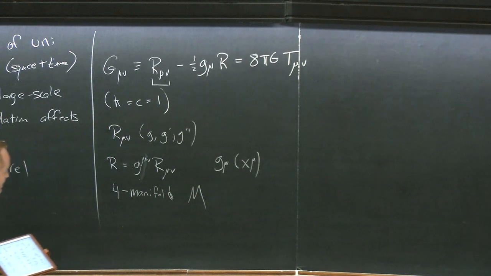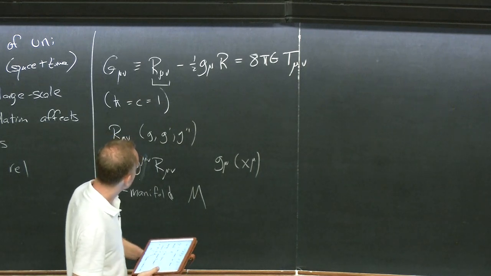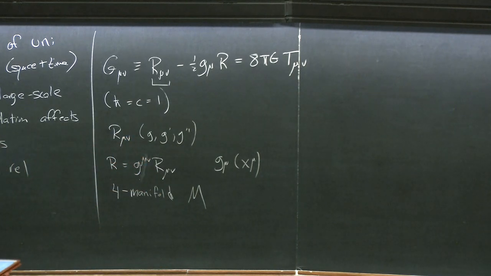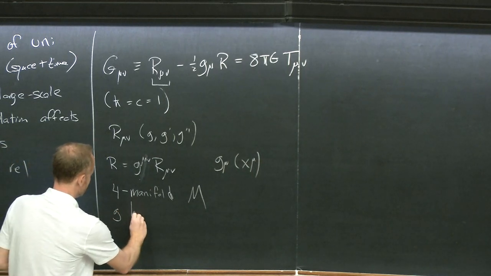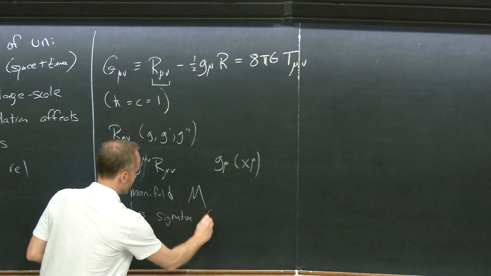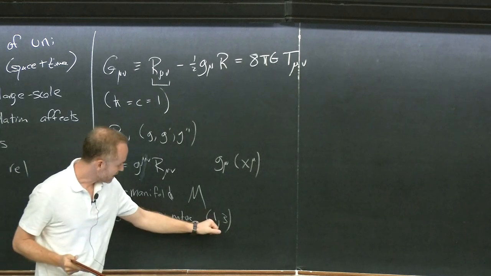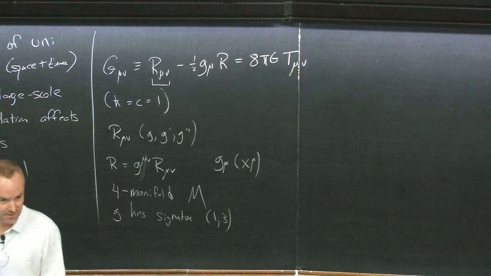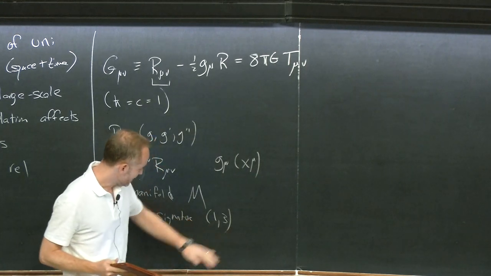So g mu nu is a metric on some four-dimensional manifold, M. And because we're talking about cosmology, we need to include both time and space. And so g has signature (1, 3). Okay, so this means one direction, that'll be time, has signature plus, and three directions, which will be space, have signature minus. This is a convention.